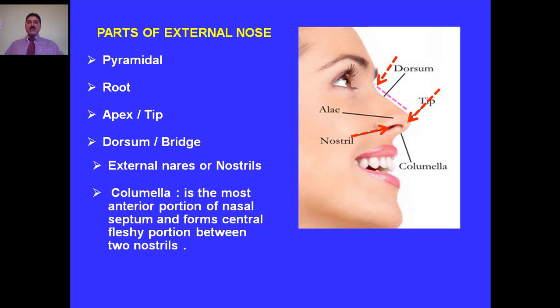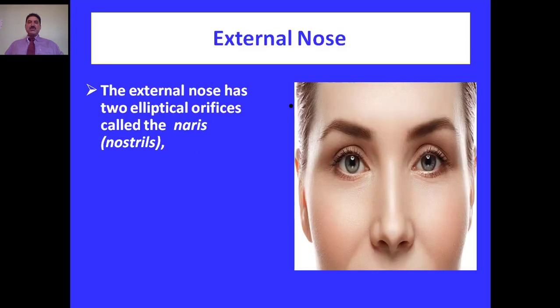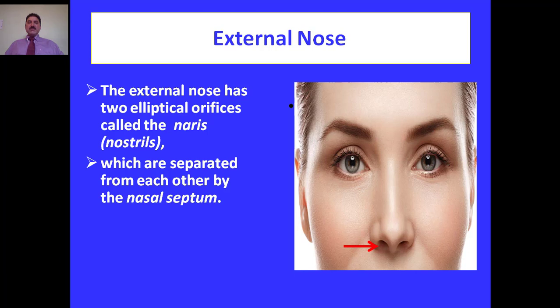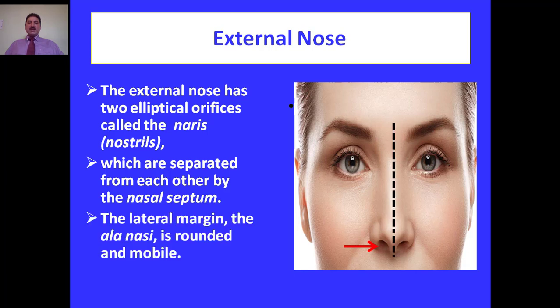Columella is the most anterior portion of the nasal septum and forms central fleshy portion between two nostrils. Ala nasi is the lateral mobile flaring wall of each nostril. The external nose has two elliptical orifices called nares or nostrils, which are separated from each other by nasal septum. The lateral margin, the ala nasi, is rounded and mobile, as already said.